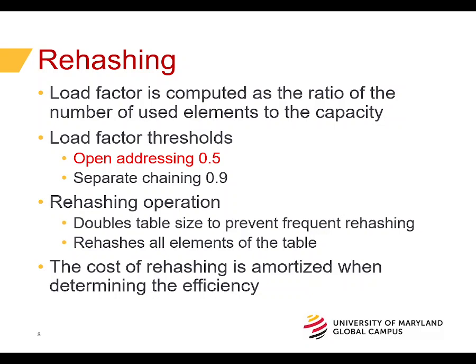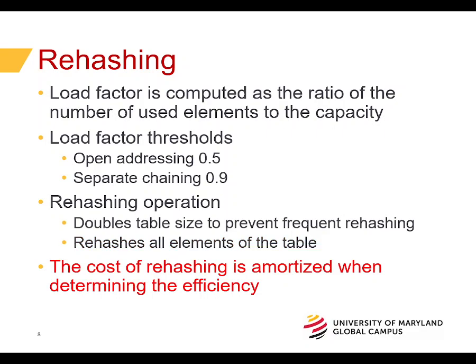If open addressing is used, a lower load factor is needed, perhaps around 0.5 or 50%. With separate chaining, the load factor can be as high as 0.9. Whatever the load factor, when it is exceeded, the rehashing process occurs. Doubling the table size prevents the need to rehash too frequently. Rehashing requires computing a new hash code for every element in the table, and then inserting it at the new position.